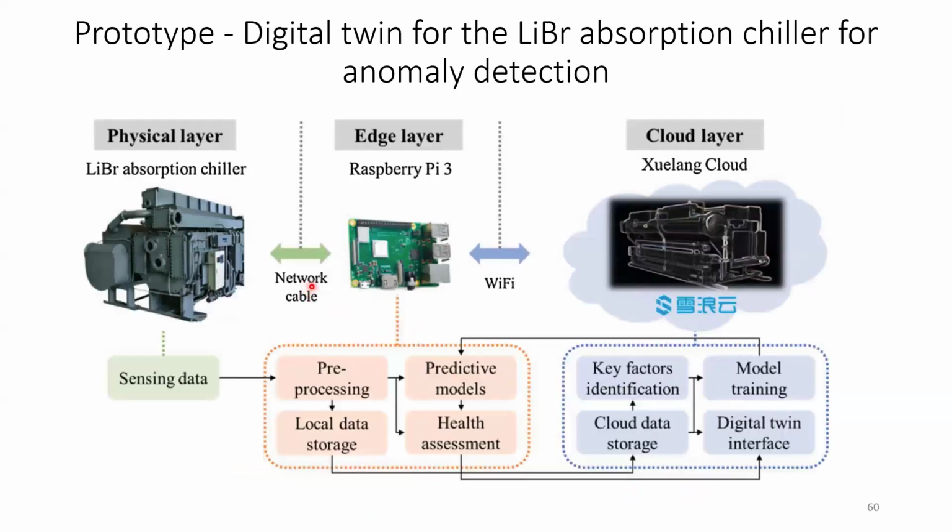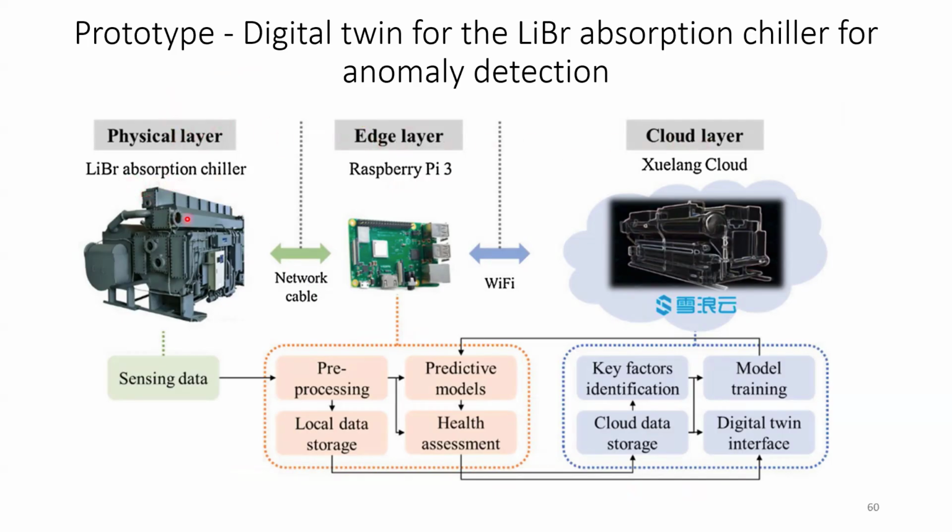Okay, finally, we are on the last slide of our course. So this final slide represents a real-world prototype implementation of a digital twin developed for an absorption chiller. Focusing on anomaly detection, the system architecture is divided into three layers: the physical layer, edge layer, and the cloud layer.